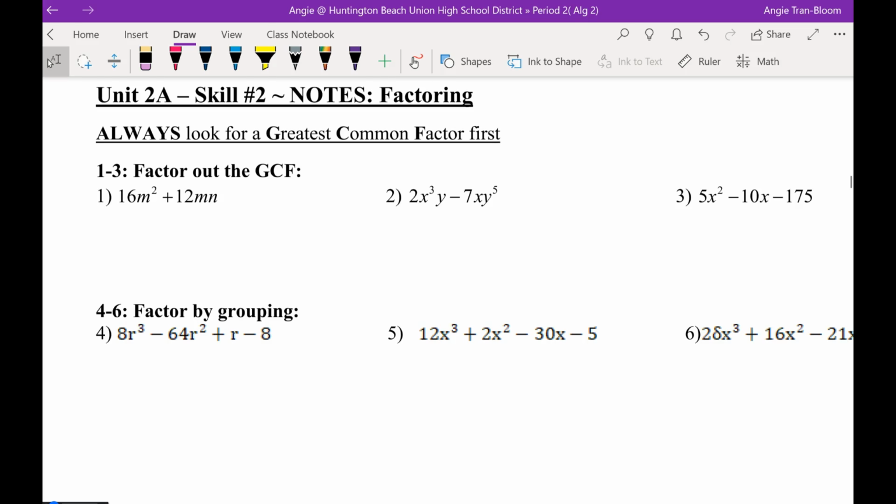Once you have the answer to your factor and GCF, can you please help your team compare the answers, and I'll just call 3 students to give you the answers.